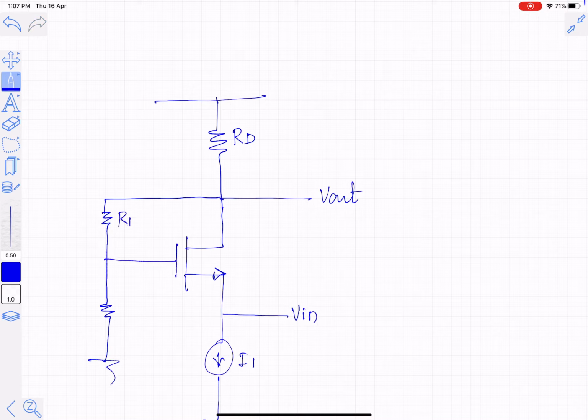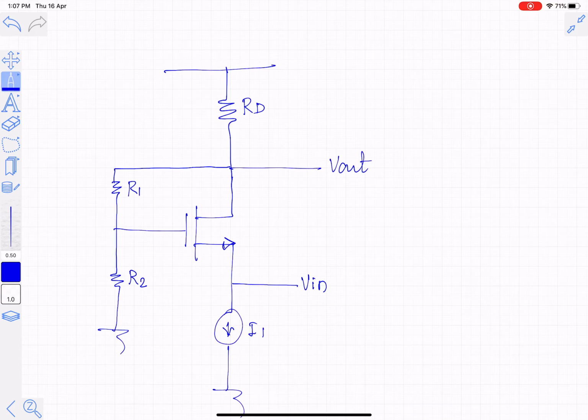This is R1 and R2. Now we have to assume that R1 and R2 are very large in value, so that the current flowing in this direction is very close to zero, then there is no loading effect. Somebody will ask how it is possible. Suppose R1 is equal to 1 kilo ohm, R2 is equal to 1 kilo ohm. In that case the current will be very large. We have to include the loading effect.